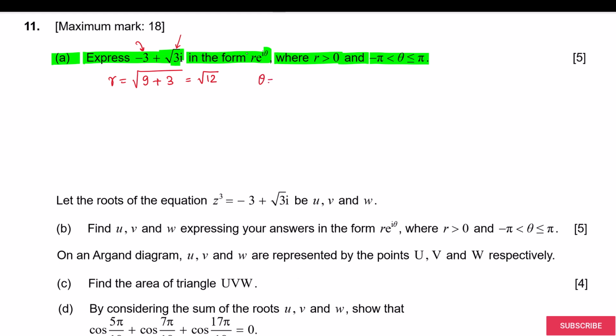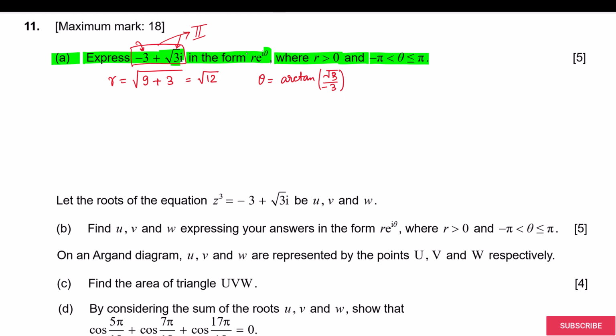So the argument theta is basically arctan of y over x, so it is root 3 over negative 3, and since we can see this complex number is in the second quadrant, and the principal value of arctan varies between negative pi by 2 and pi by 2, that will give me the value in the fourth quadrant.